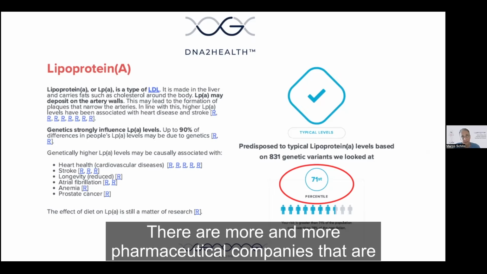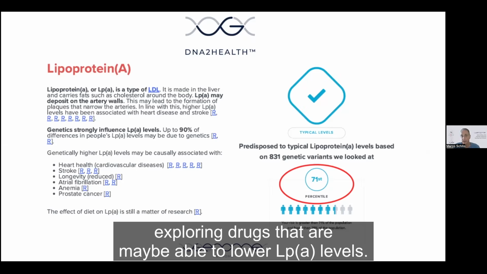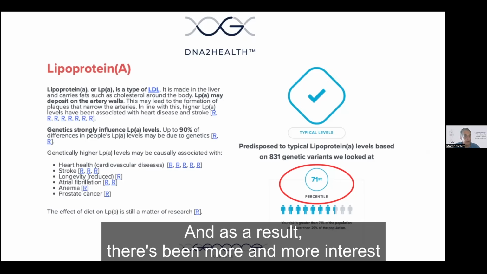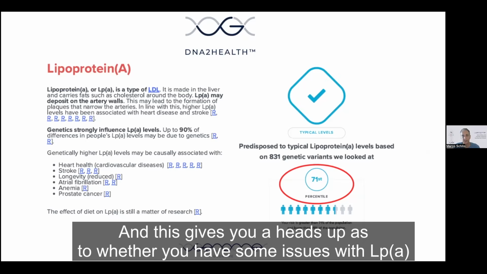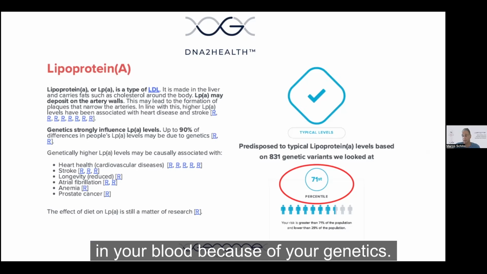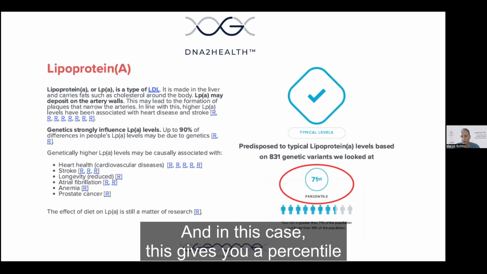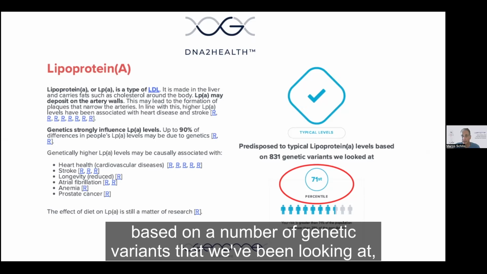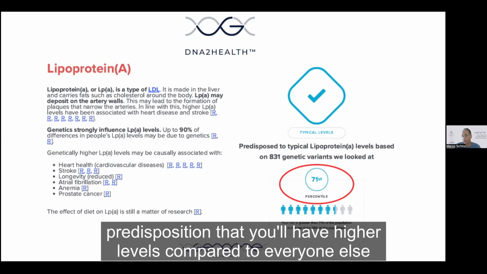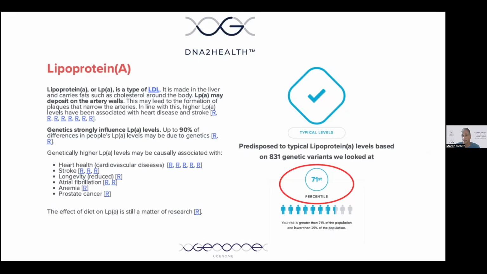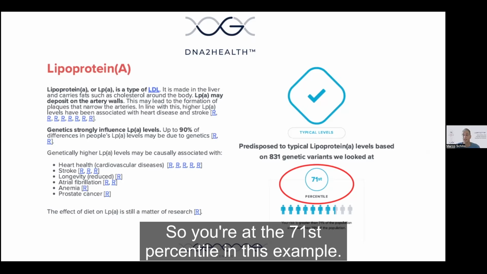There are more and more pharmaceutical companies that are exploring drugs that may be able to lower LPA levels. And as a result, there's been more and more interest to take a look at what LPA actually is and what your genetics behind that is. And this gives you a heads up as to whether you have some issues with LPA in your blood because of your genetics. And in this case, this gives you a percentile based on a number of genetic variants that we've been looking at. The predisposition that you'll have higher levels compared to everyone else is given a percentage. So you're at the 71st percentile in this example.